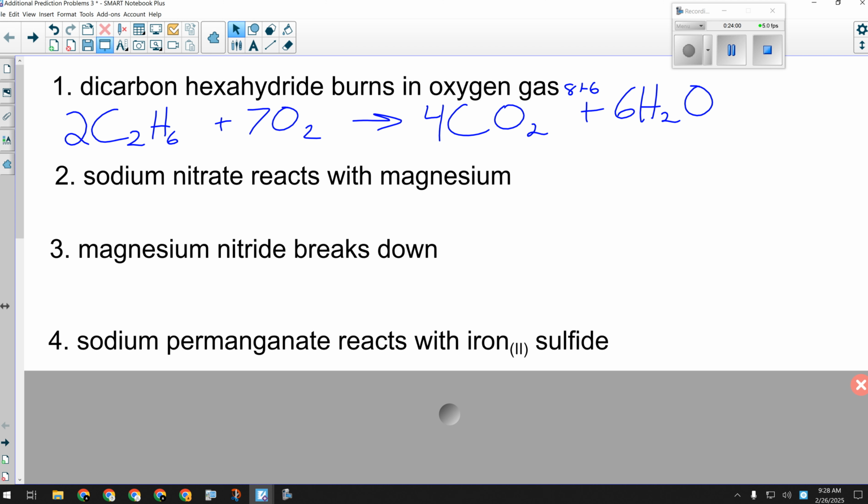You just have to write the formulas for the reactants if I give it to you in words. Otherwise, it's exactly the same as what we were doing before. I'll give you a few minutes on those.